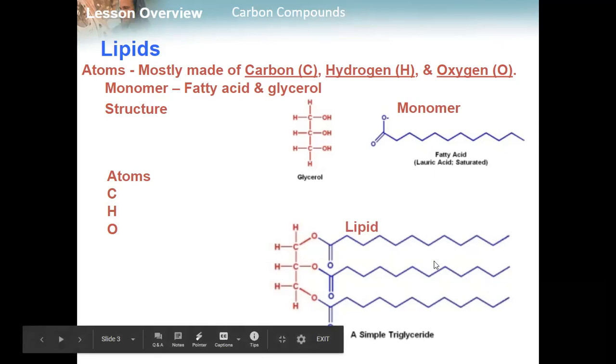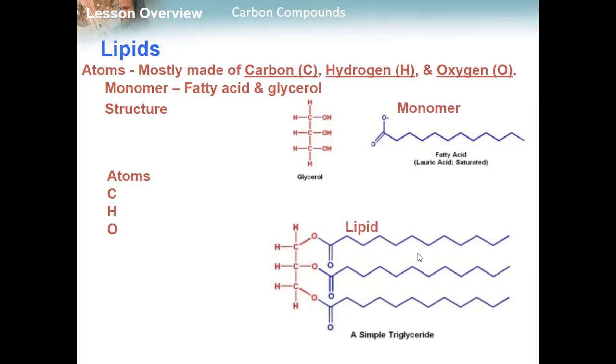So this is a lipid. A lipid is a molecule that has lots of these atoms: carbon, hydrogen, and oxygen. When you put these atoms together, you make these Lego bricks, these monomers called fatty acids and glycerol. When you put a glycerol with lots of fatty acids together, you get one big lipid.